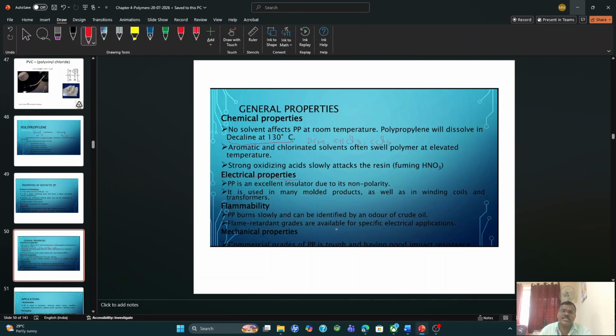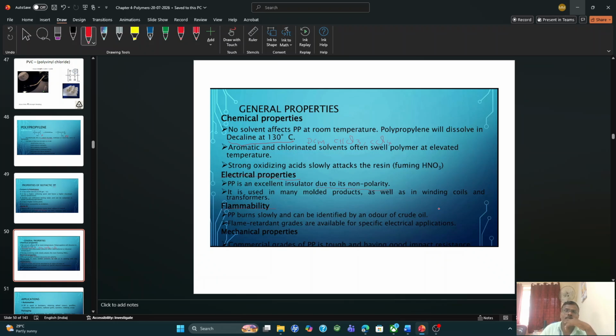PP is an excellent insulator due to its non-polarity. It is used in many molded products as well as in winding coils and transformers. Okay. Now the flammability. Flammability is nothing but the tendency of the polymer to withstand at different temperatures. So polypropylene burns slowly and can be identified by an odor of crude oil. Flame retardant grades are available for specific electrical applications.